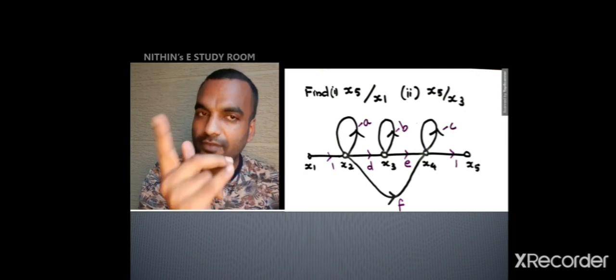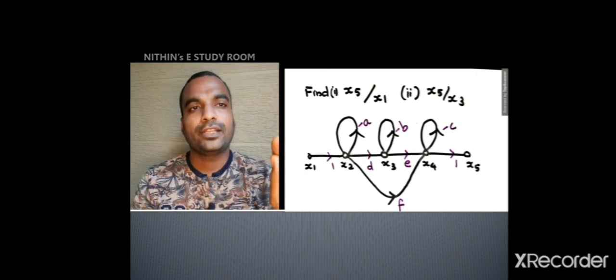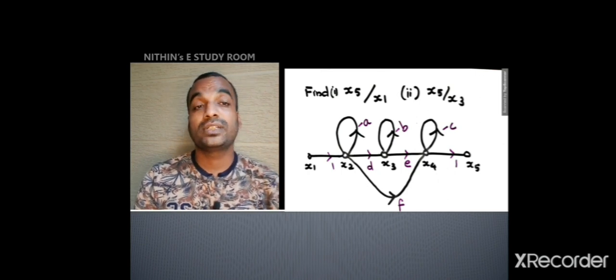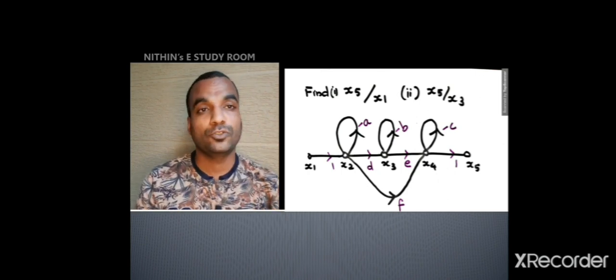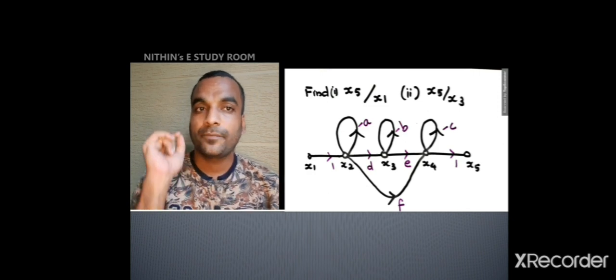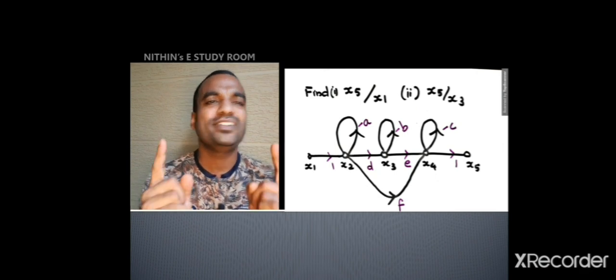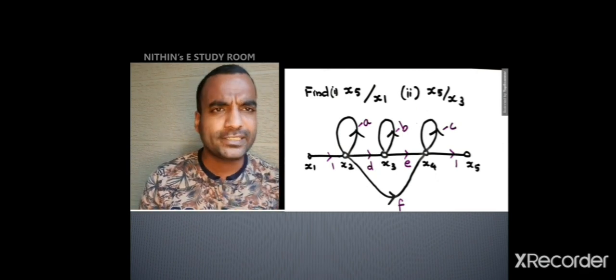Not a and b, L1 and L2 are non-touching. L2 and L3 are non-touching. L1 and L3 are non-touching. So there are 3 combinations of non-touching loops: L1 and L2, L2 and L3, and L1 and L3.